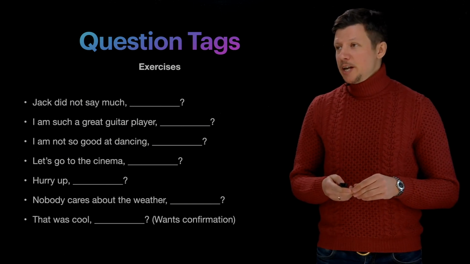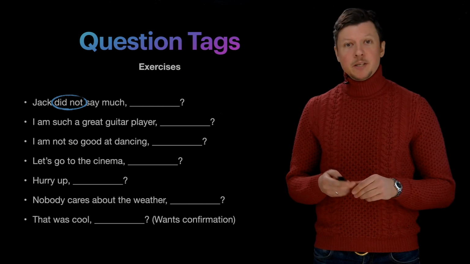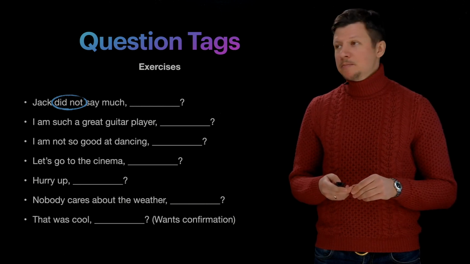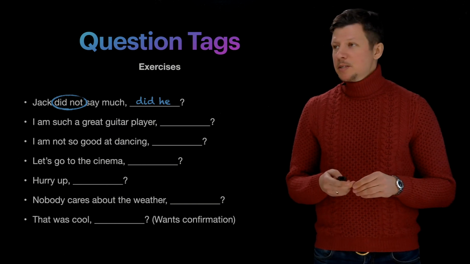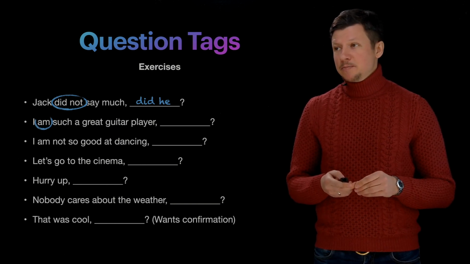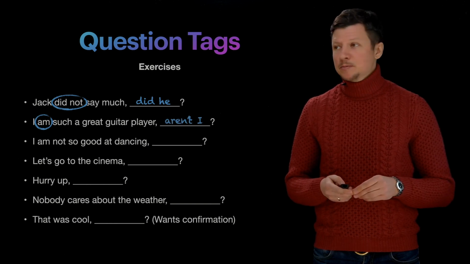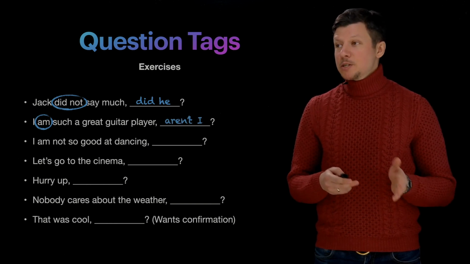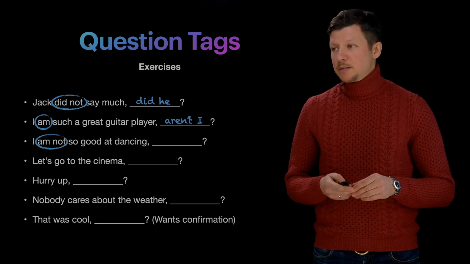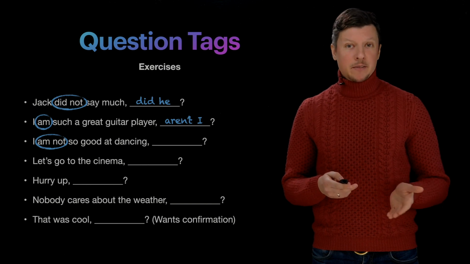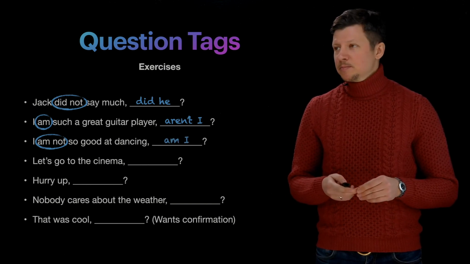First one. Jack did not say much. Did not is negative. We need to turn it into positive. That will become did he. The second one. I am such a great guitar player. I am is positive. We need to turn it into negative. Aren't I? I'm such a great guitar player, aren't I? I'm not so good at dancing. I am not is negative. We need to turn it into a positive statement. Am I?